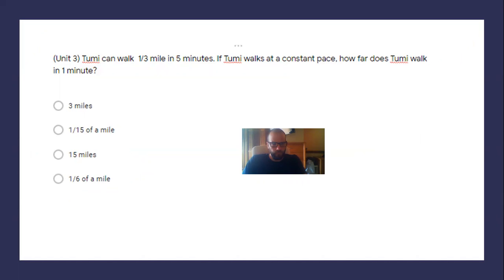Tumi can walk, which is good because it's hard to walk when you have a tummy ache.